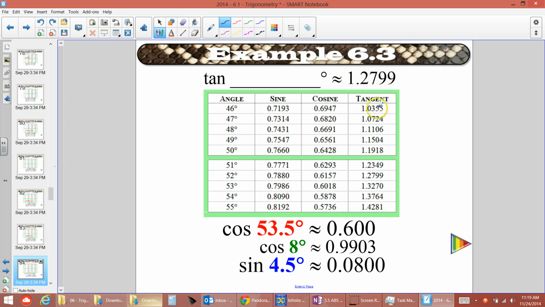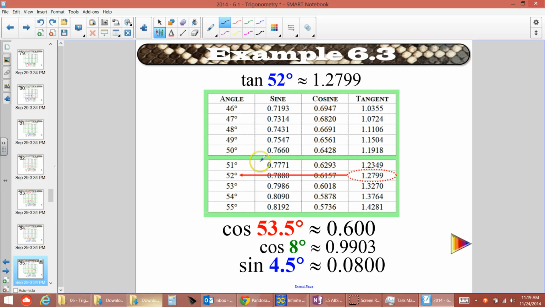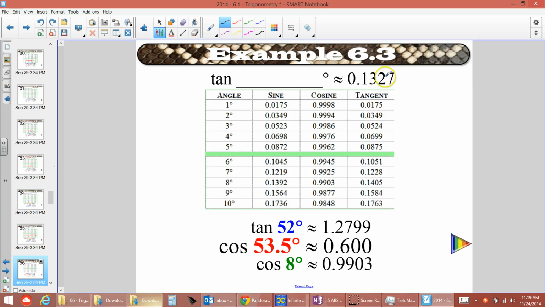The tangent. Oh, I find my tangent list. I find 1.2799, and I give 52 degrees. Find 1327.